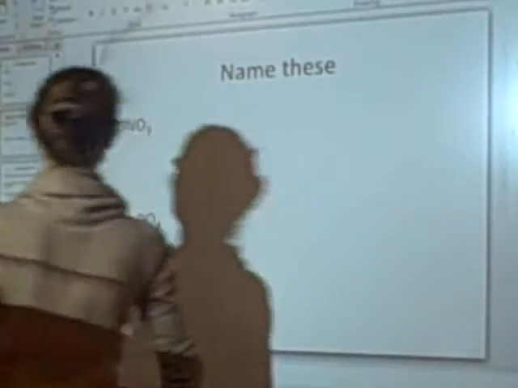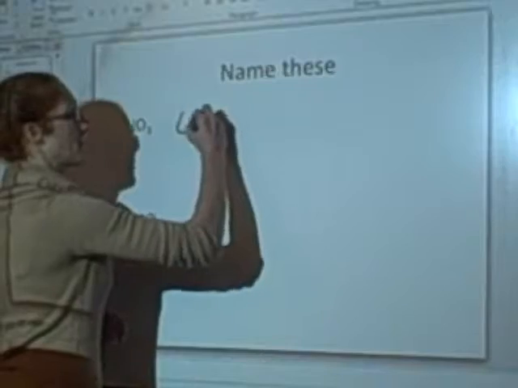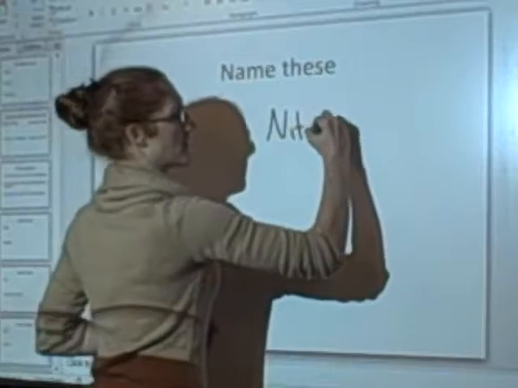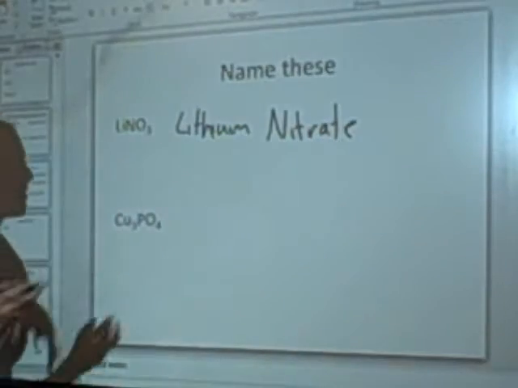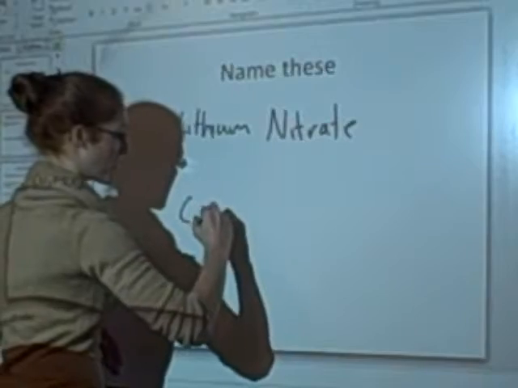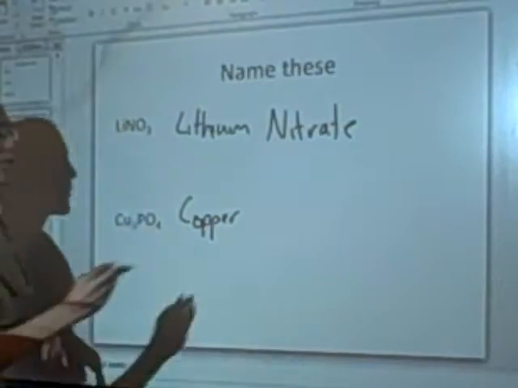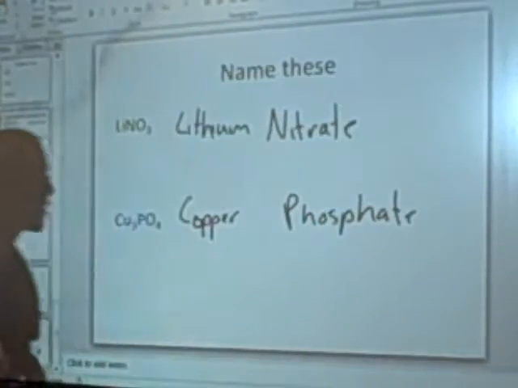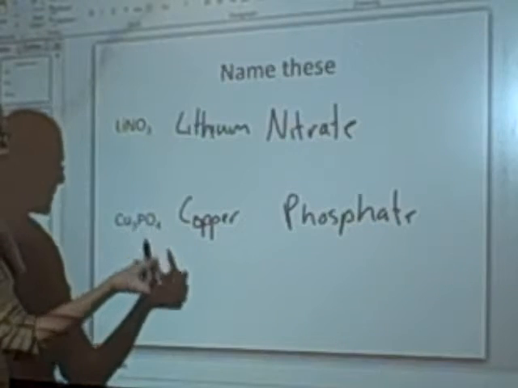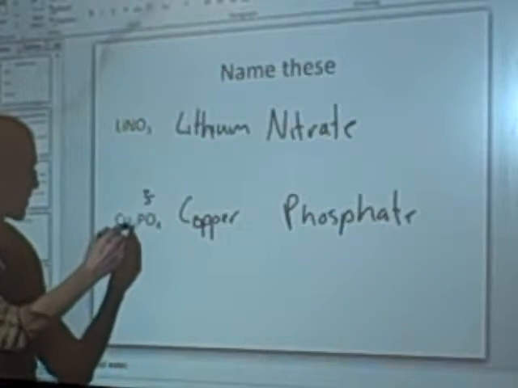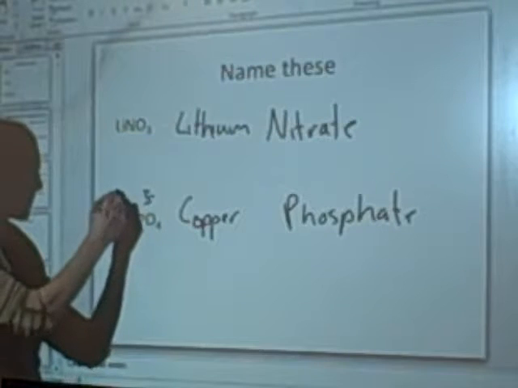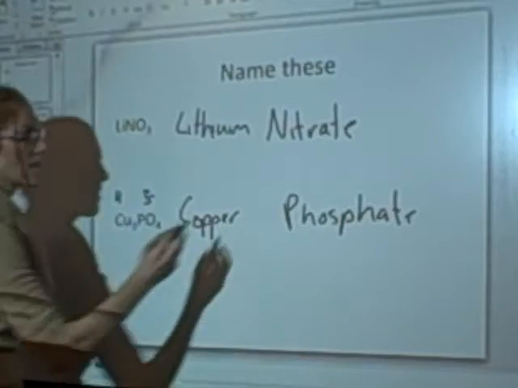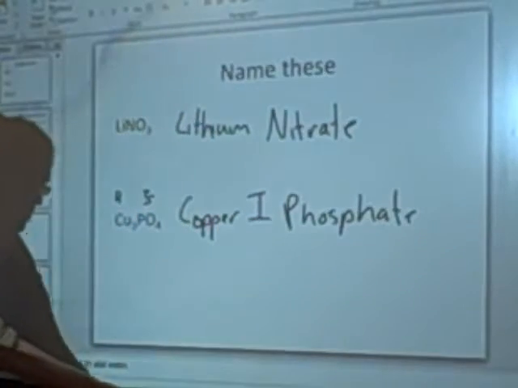Okay, LiNO4, Li is lithium, so I name it lithium. NO3 is nitrate because I memorized that. And Cu is copper. I'm going to have to figure out the charge on this thing again. And PO4 is phosphate. Okay, so to figure out the charge on the copper, I look at what it's bonded with. Let's see, phosphate is a 3-, and there are 3 coppers. I have 1 phosphate, so this must be a 1+, right? 1 phosphate, 3 coppers, 1+, 3-. So the copper is a 1, so I just put copper 1.